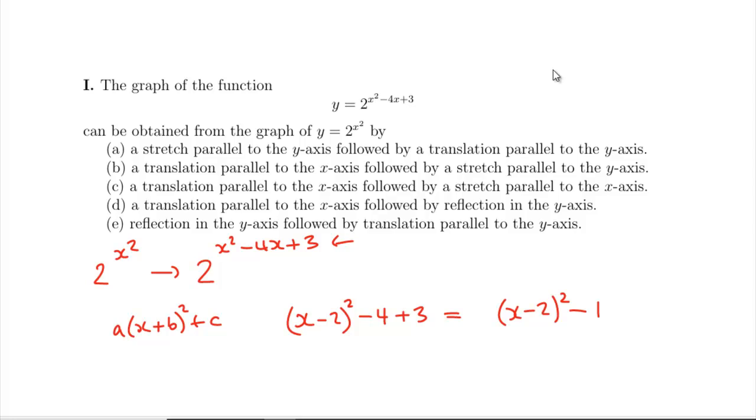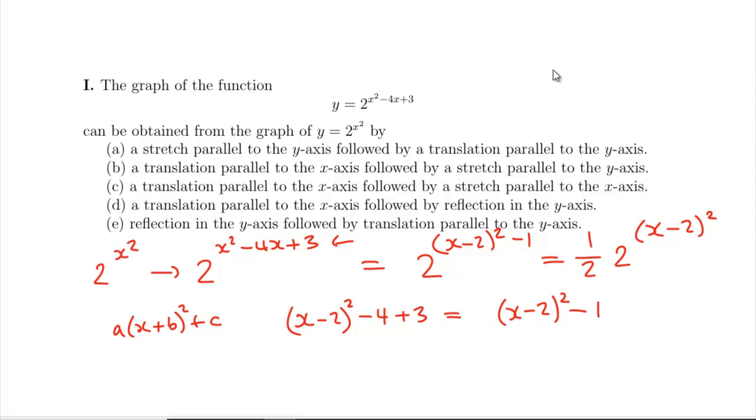Okay, so we've moved it 2 to the right, and then we've got a minus 1. What's that minus 1 doing? Oh, we can turn that into a half, because this is a power, isn't it? So we've got 2x minus 2 squared minus 1 is a half, because we've got a 1 over 2 there, of 2x minus 2 squared.